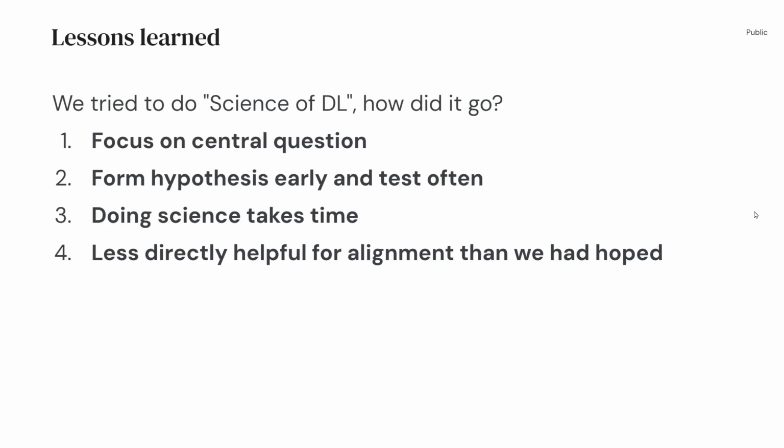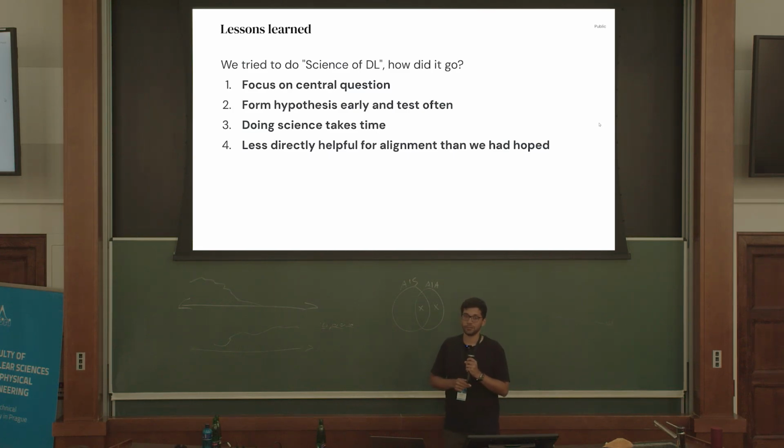Also, this was less directly helpful for alignment than we had hoped, but maybe not less helpful than we had expected. By which I mean, I think this direction is in general going to look like pretty high variance. It's going to look like doing a lot of foundational puzzle solving, where it's unclear how you can directly apply this to make a safer system. But the broader hope is that solving these puzzles one by one is going to lead to some kind of paradigm shift.